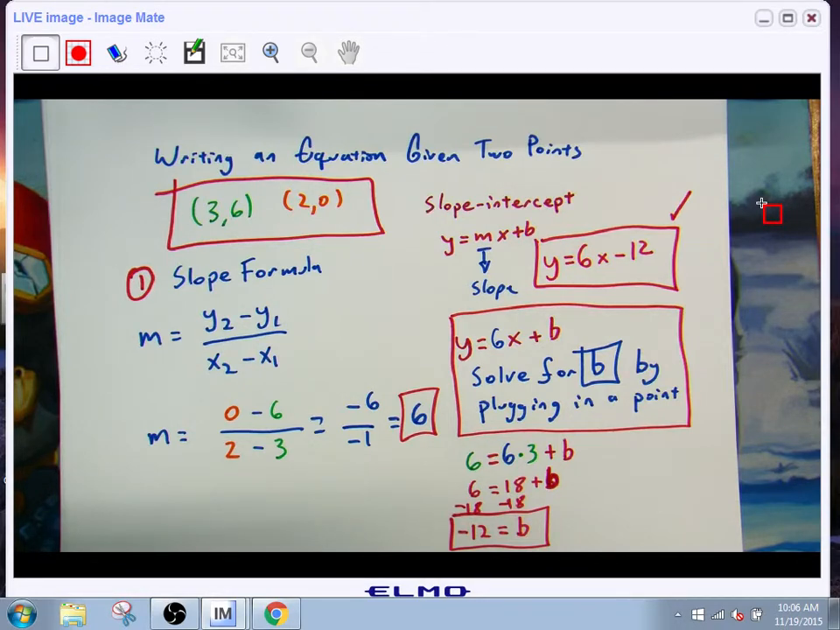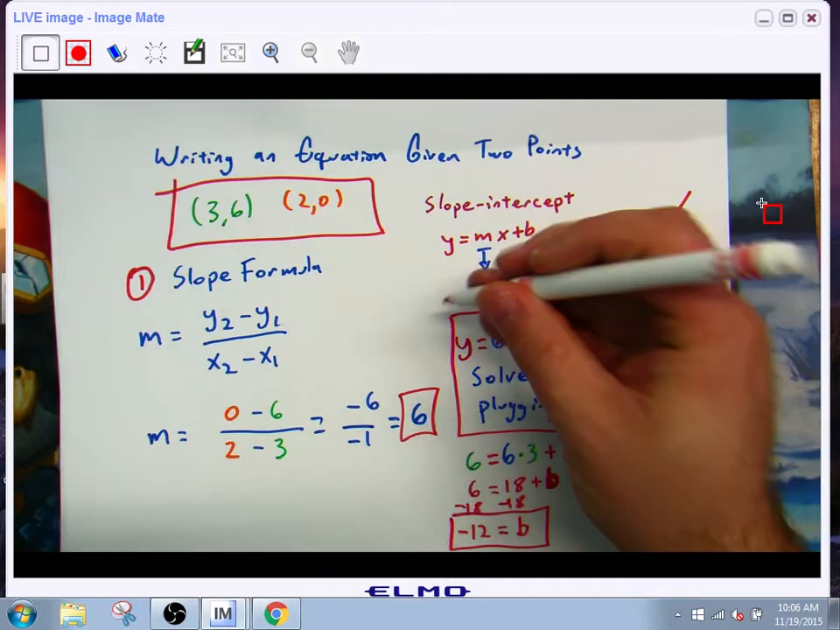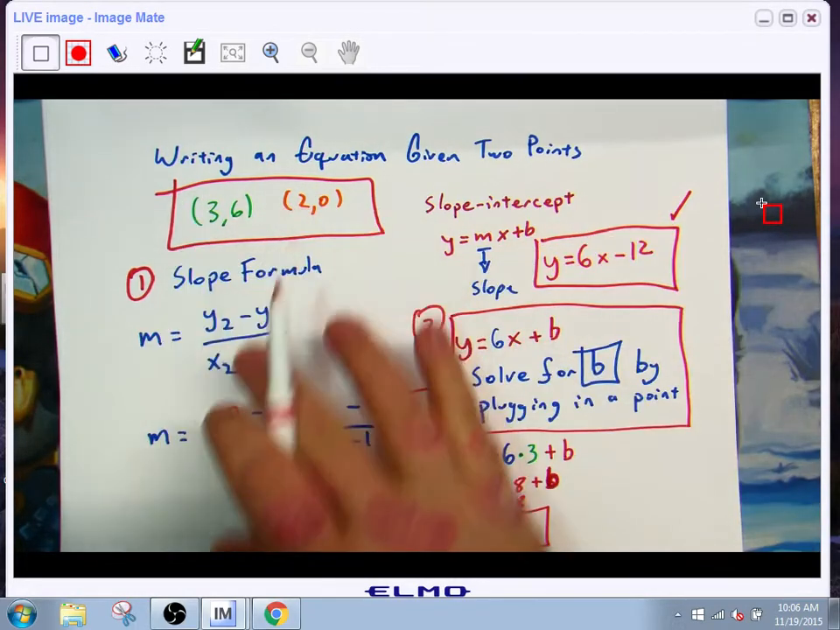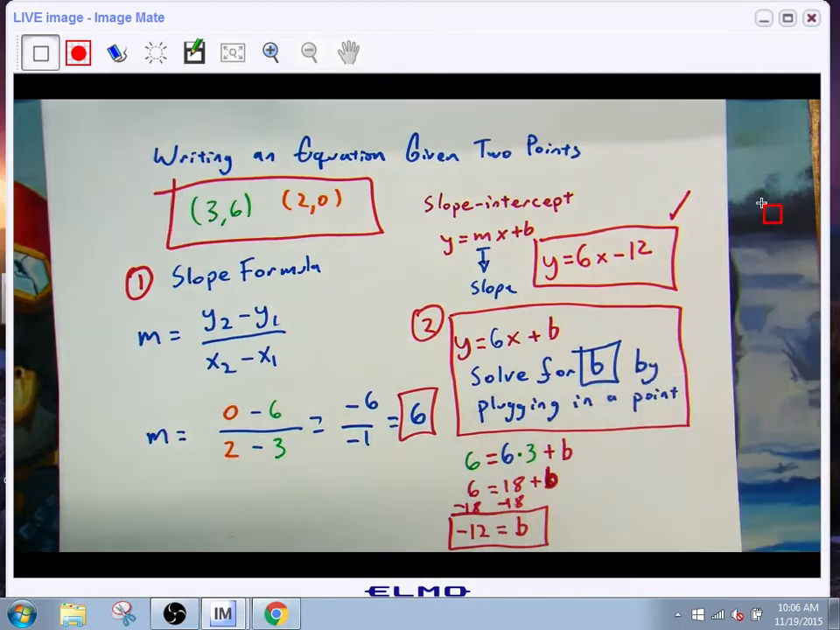Questions on this? Thumbs up, thumbs down, thumbs sideways, how do we feel? Okay, there's a couple. It's complicated steps, so make sure you do this. Slope formula, then solve for b.